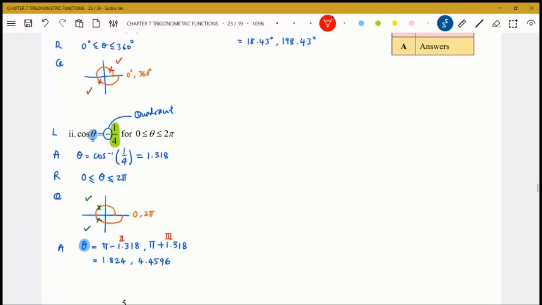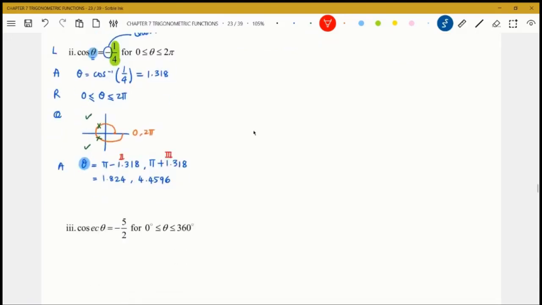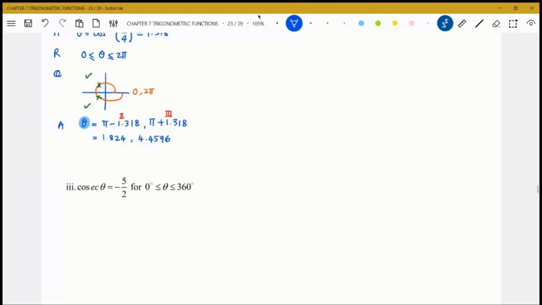Part 3, where we have it, cosecant theta equal to negative 5/2. Okay, untuk cosecant theta, you have to change to be primary trigo first. Okay, primary trigo untuk cosecant adalah 1/sin. So 1/sin theta equal to negative 5/2. So we make it the sin theta as a subject. So it's gonna be negative 2/5. So ini adalah L kamu. Okay, and then once we done the L, we need to find the acute angle.